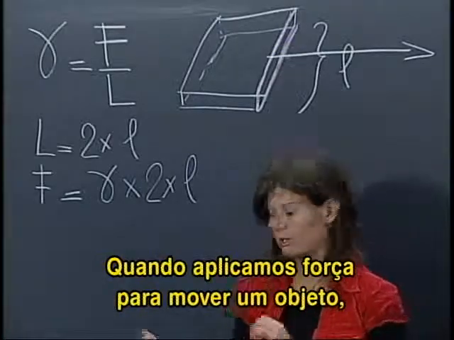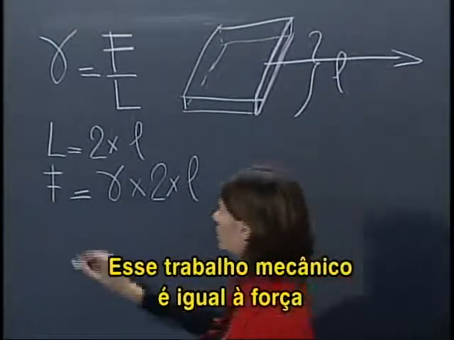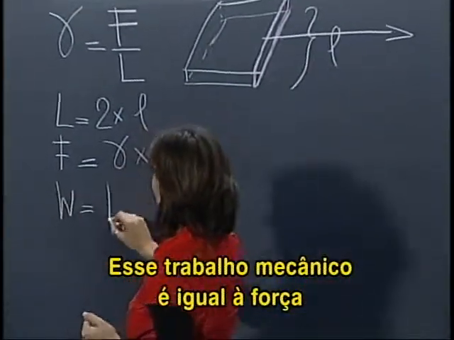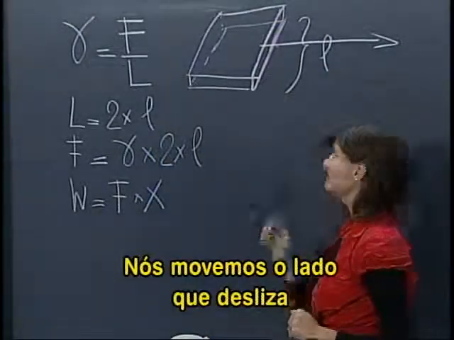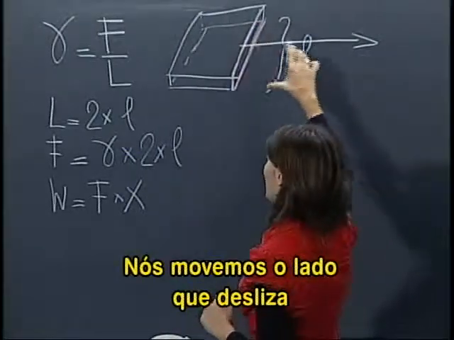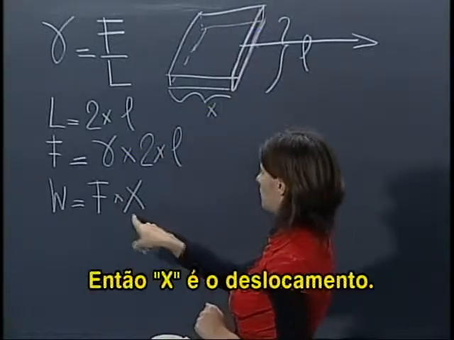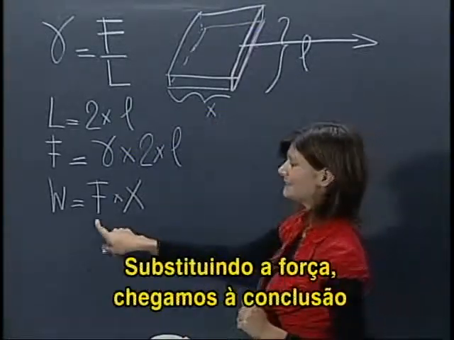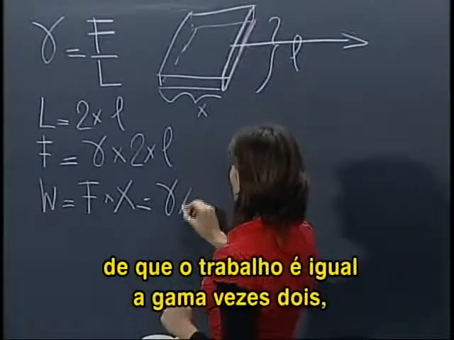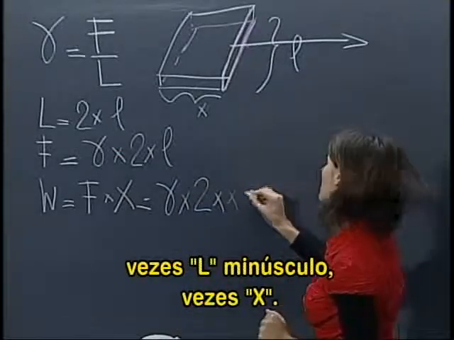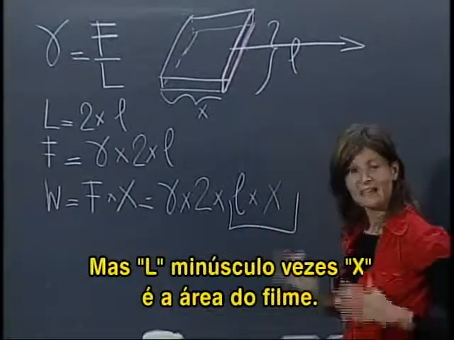When we apply a force to move an object, what we are doing is some work. And this mechanical work is equal to the force times the displacement. In our case, we moved the side that could slide over a distance x. So x is our displacement. Let's substitute the force, and we will get that the work is equal to gamma times 2 times l times x. But l times x is the area of the film.